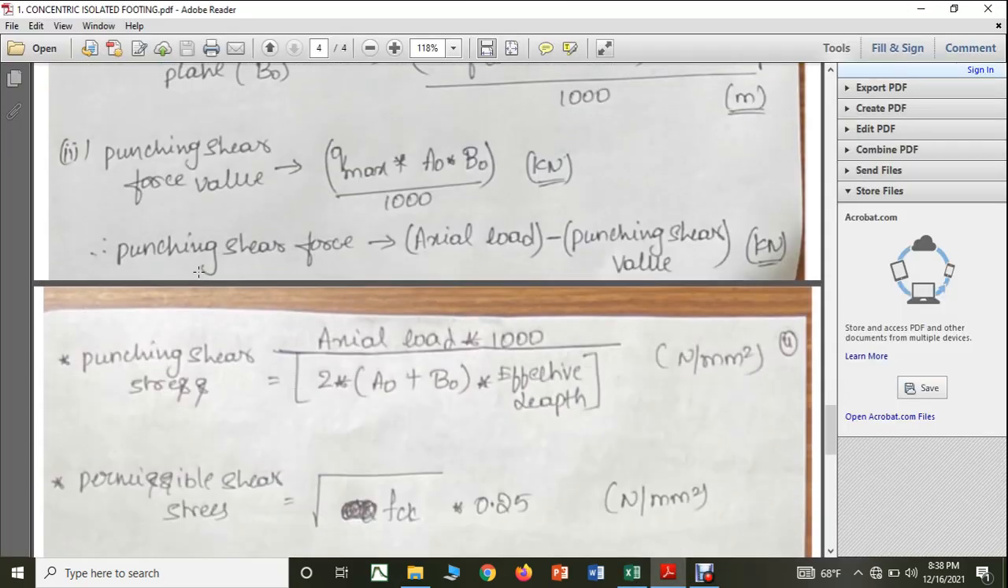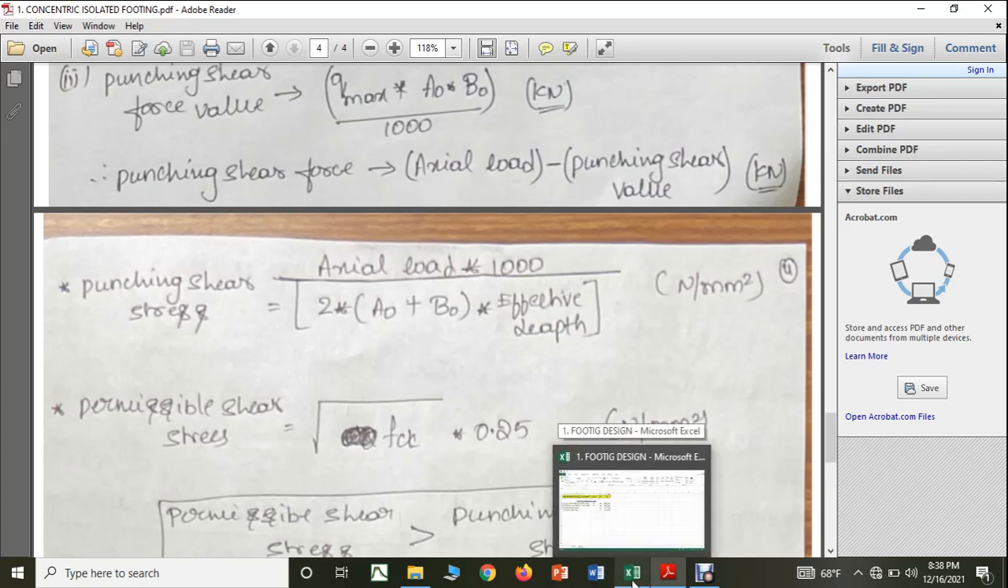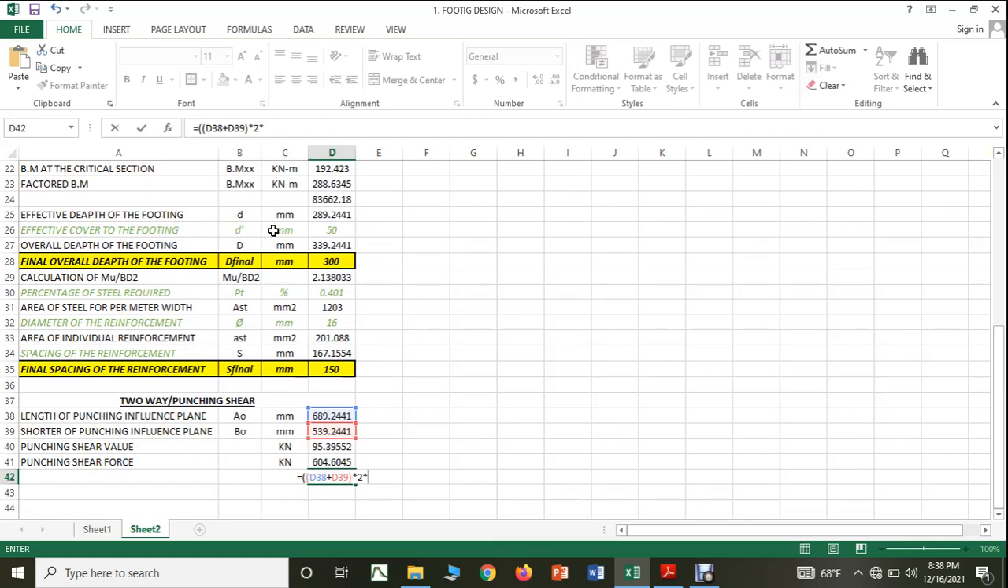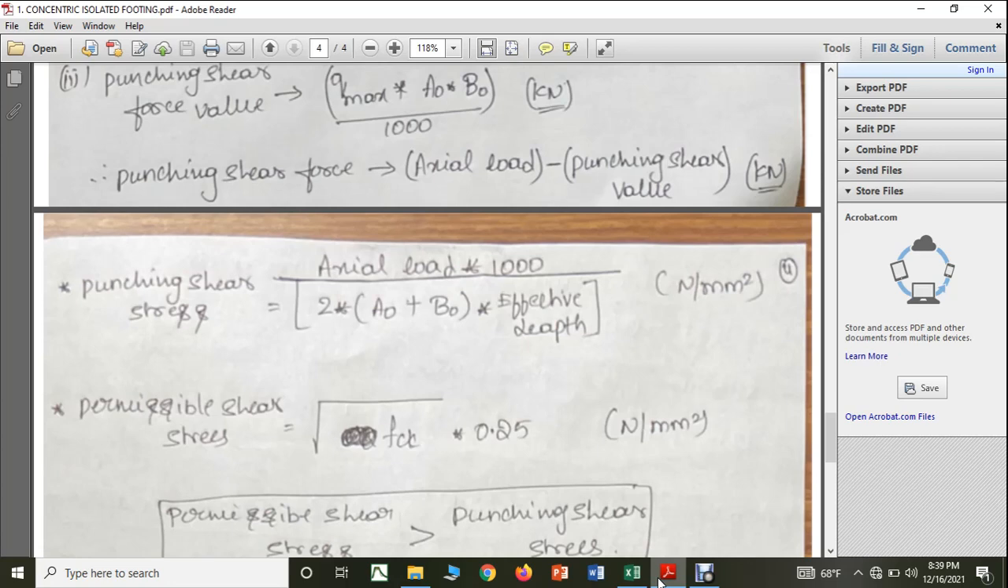Once the punching shear force is calculated, your next step is punching shear stress. How to calculate it? Your punching shear stress is calculated by the force into 1000 divided by this value, in Newton per mm square. Before that, you calculate this value, that is A naught plus B naught into 2 into the effective depth. So first I put A naught plus B naught into 2 into my effective depth. That will be one value.